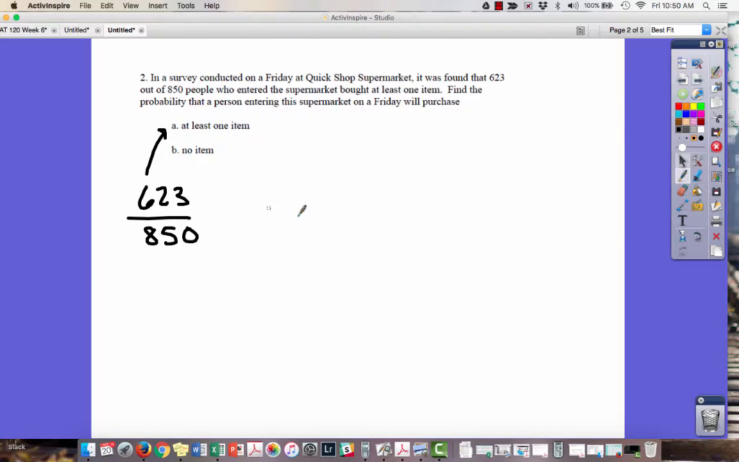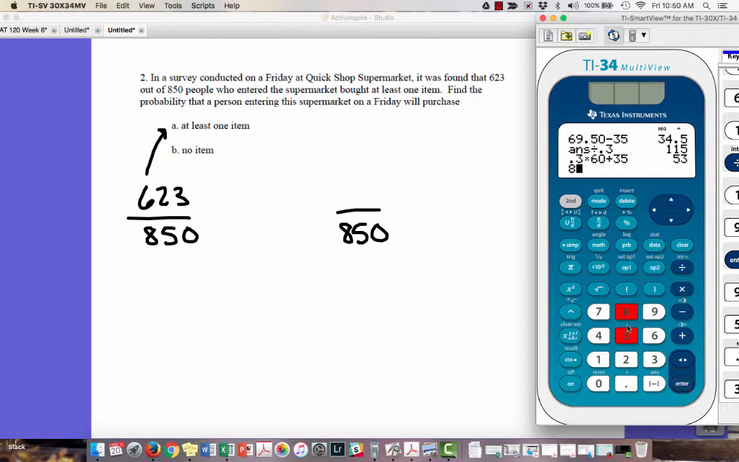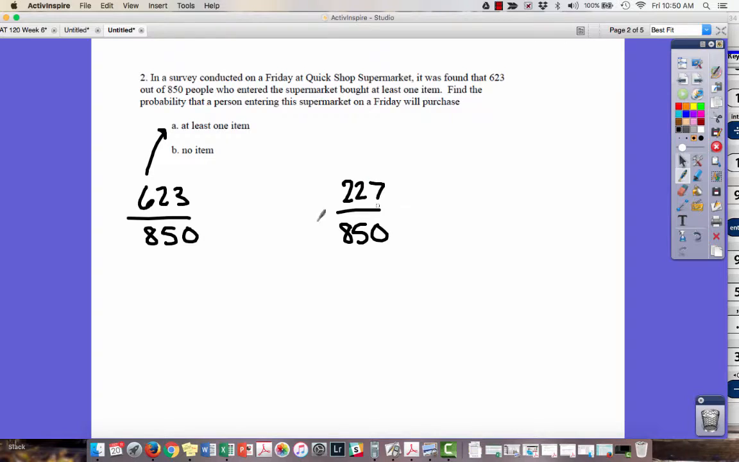They're wondering how many of those 850 people are going to buy nothing at all. Well, that's the leftovers. They asked 850 people if they're going to buy something. Really, 623 said yes. What that means is I'm just going to say 850 minus 623 and get 227. And that's how many people are buying nothing at all. If 623 are buying at least one thing, 227 are buying nothing at all. So this would be the answer for letter B.